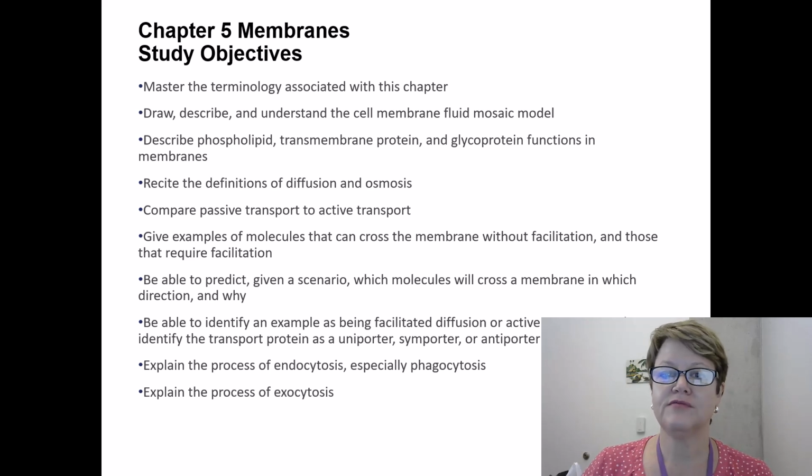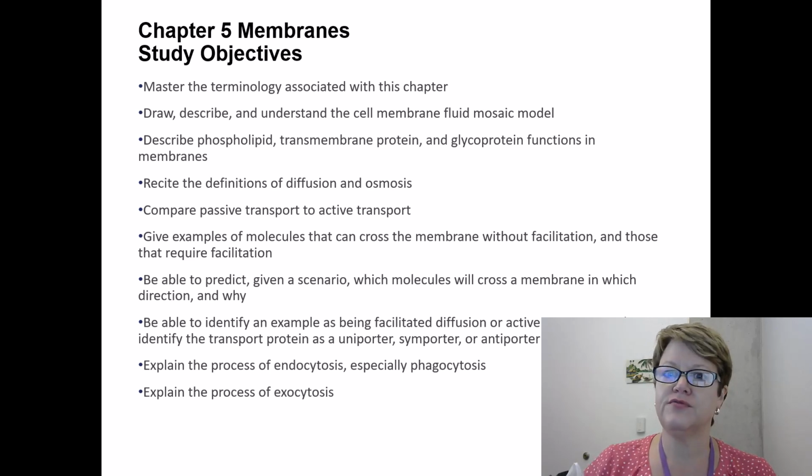So in chapter 5, we're going to look specifically at the structure of the plasma membrane, and we're also going to look extensively at how things get across the plasma membrane, either coming into the cell or leaving a cell. And there's several categories of how things move across the membrane. So it depends mainly on size of the item that's trying to move across the membrane, and also whether it's a polar or nonpolar type molecule.